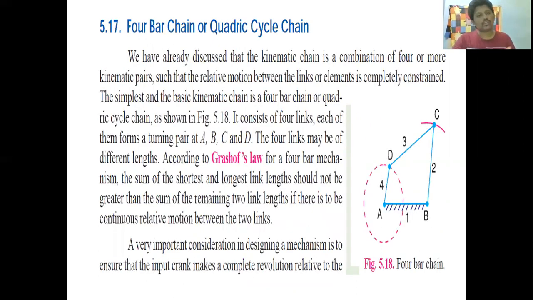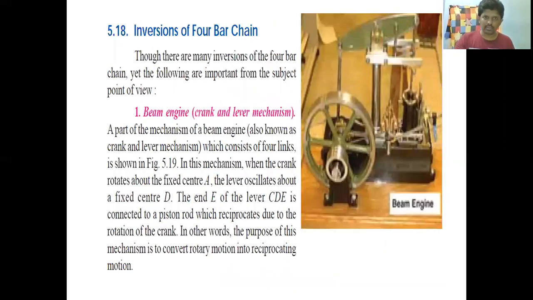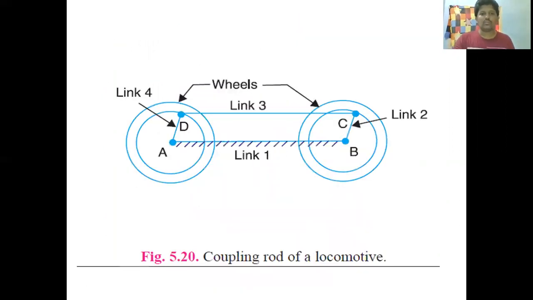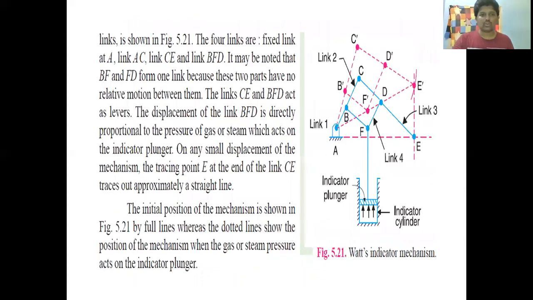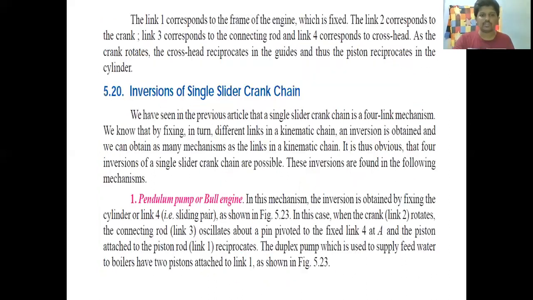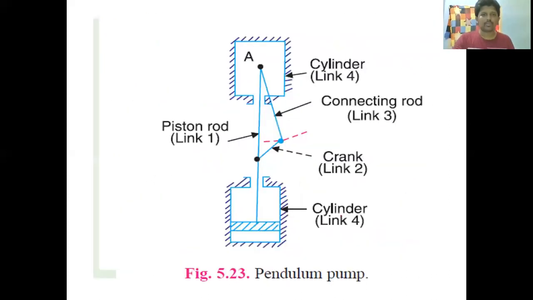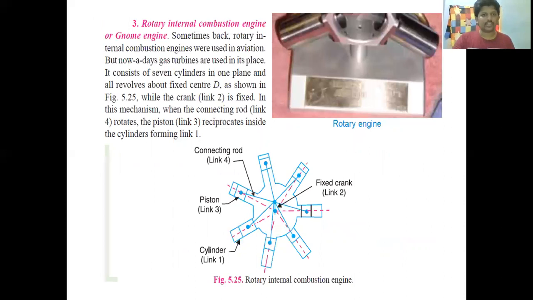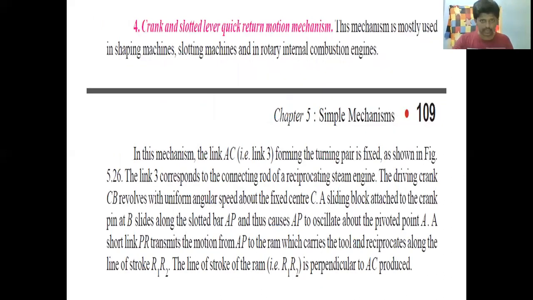And in this four bar chain, we define what a four bar chain mechanism is. We are done with the inversions of the four bar chain mechanism, which are the beam engine, the coupling rod of a locomotive, and the Watt indicator. And we are done with the single slider crank chain mechanism, whose inversions are the pendulum, oscillating, and rotary engine. And now we are at the last part of the single slider crank chain mechanism, which is the quick return motion mechanism.